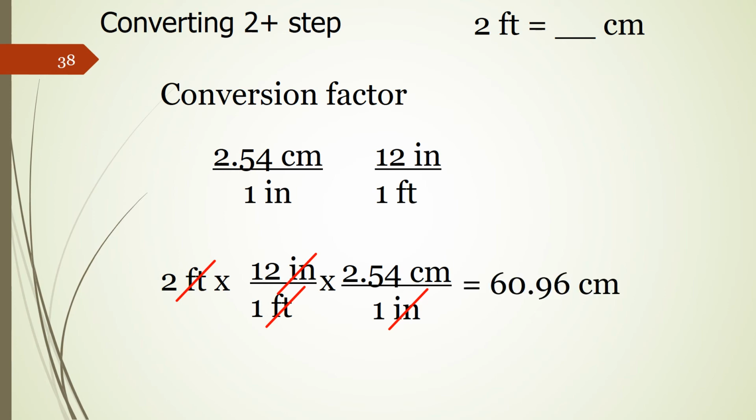Okay, so I get a number, and then I want to go through and round that. I've only got one lousy sig fig on that 2 feet, so I get to round to one lousy sig fig, so 60 centimeters. Yay!